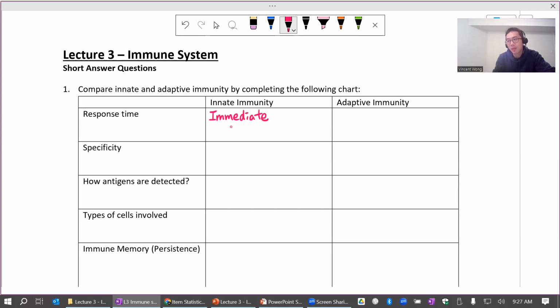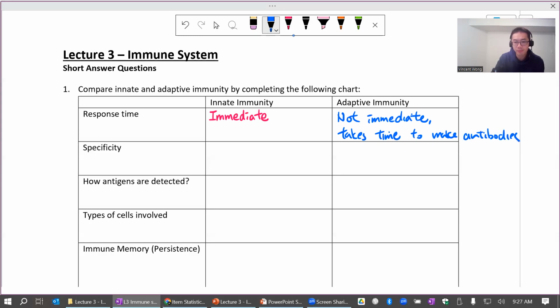But if you come down with something much more serious, like if you catch COVID or something and you were not vaccinated, then the adaptive immunity will take some time to make the antibody. So this is not immediate. Okay, it takes time to make antibodies. Right?